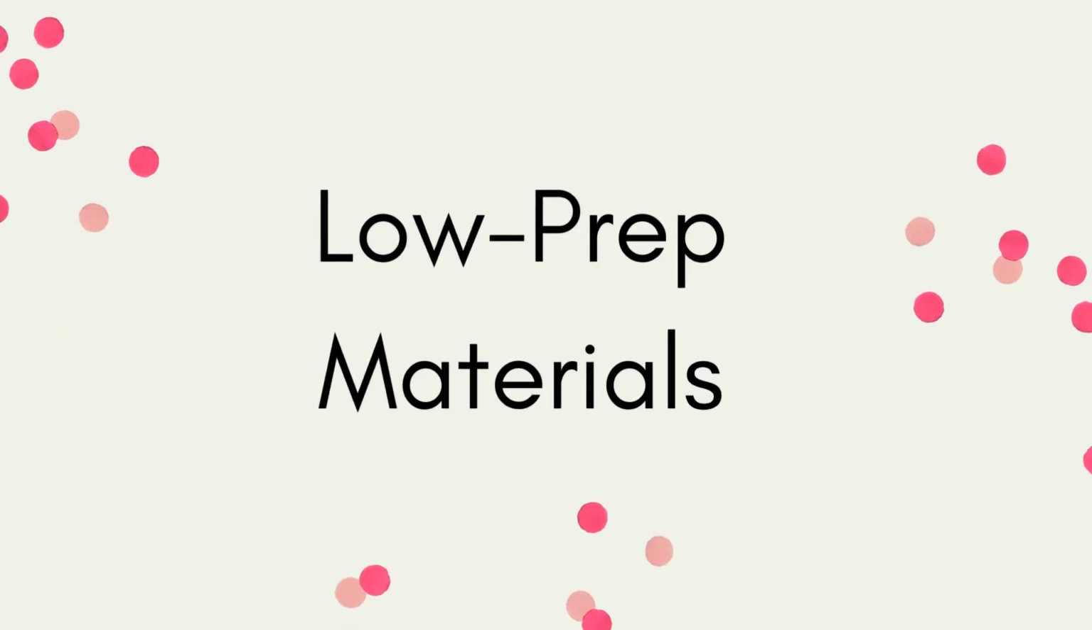The next hack when it comes to my K through 2 planning is having low prep materials. There are a lot of reasons for this. This goes with the mini projects, the STEM stations, STEM and stories, all the things that you're planning. You want some low prep materials. And here is why. First of all, less materials means there is less to clean up. That is the biggest thing.